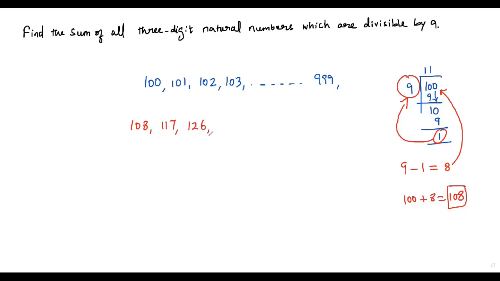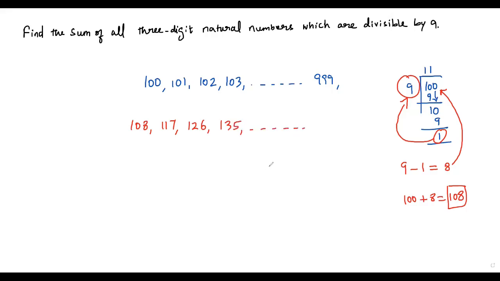126. Okay, so in this way we can keep adding 9 to each 3-digit natural number to generate the next 3-digit natural number which is evenly divisible by 9. So if I want to get the fourth 3-digit natural number which is evenly divisible by 9, I have to add 9 to this. When I add 9 to this, it will be 135.